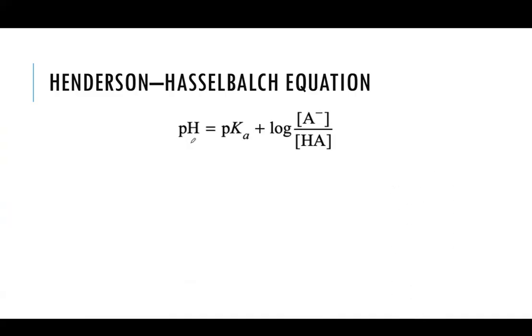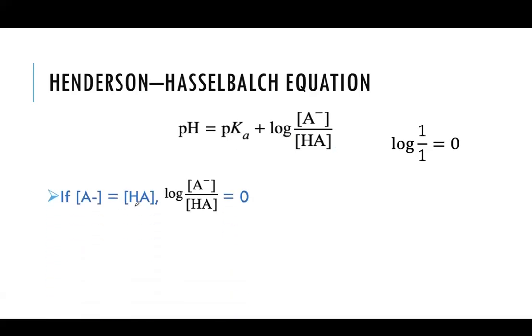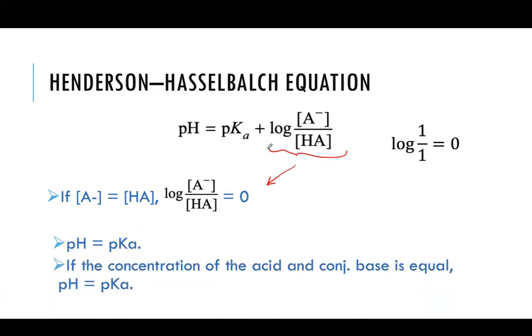Recall the property of logarithm. It states that log of 1, or log of 1 over 1, is going to equal 0, which implies that if the concentration of A minus is equal to the concentration of HA, in other words, if the concentration of my conjugate base is equal to the concentration of my weak acid, this whole log of A minus over HA term goes to 0. As such, pH is going to equal the pKa of the weak acid. In words, if the concentration of the acid and the conjugate base is equal, pH is equal to pKa.